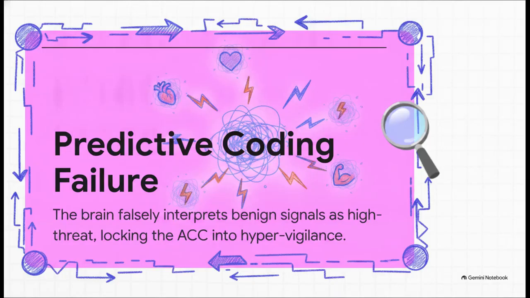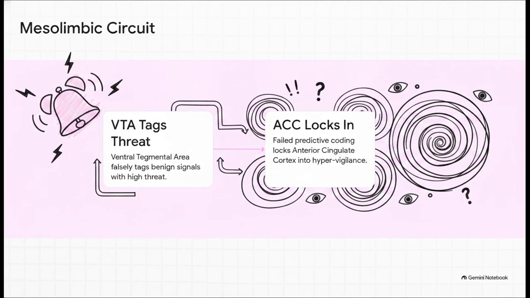To really understand it, we rigorously define the core mechanism here: predictive coding failure. This is a severe circuitry error where the brain completely loses its ability to filter incoming data. It falsely interprets completely benign interoceptive signals, like a normal heartbeat or a slight muscle twitch, as a high-threat, critical danger. This failure locks a specific brain region, the anterior cingulate cortex, or ACC, into an alarming, hypervigilant feedback loop. It's essentially a faulty smoke detector that goes off just because you boiled water, locking the brain into a state of continuous emergency. Let's trace that exact pathway.